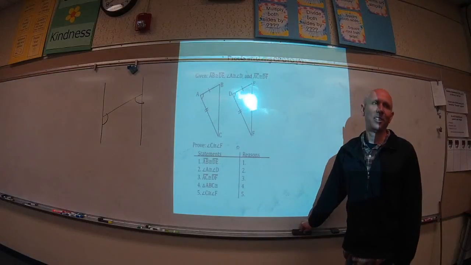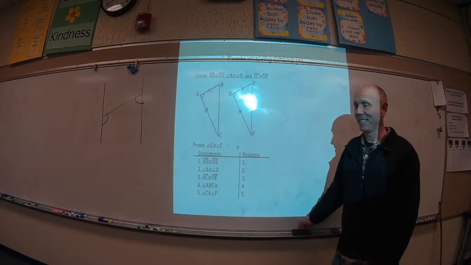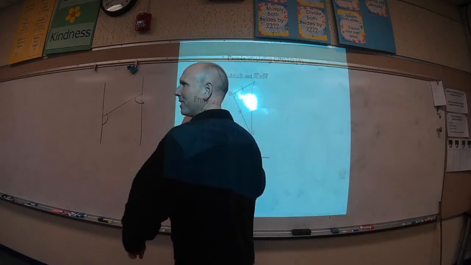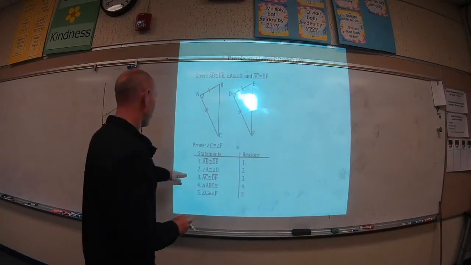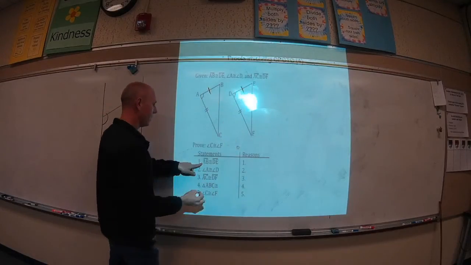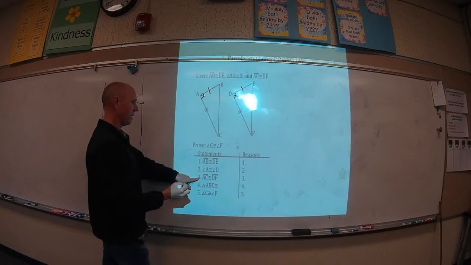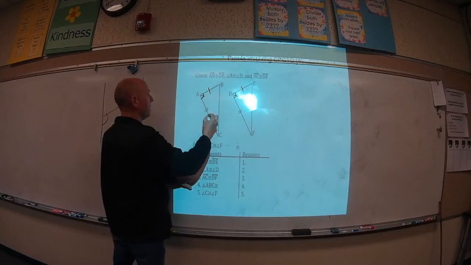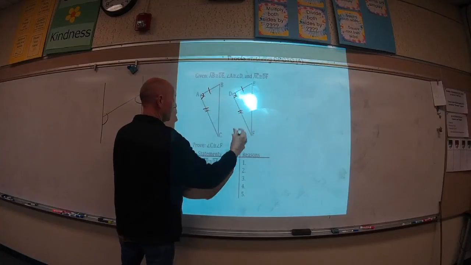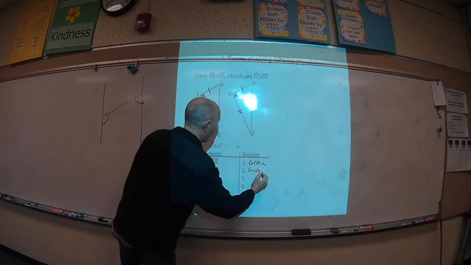Hold up your board. Put it down. Hold up your board. Put it down. Okay. Given, given, given. A, B, D, E, given. A to D, A with D, given. A, C, D, F, given.